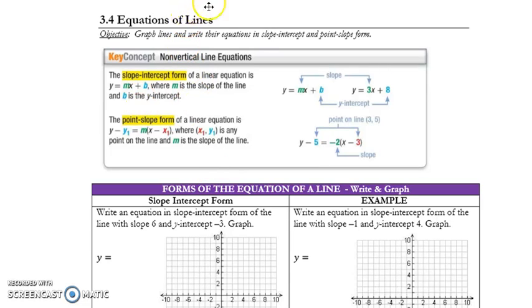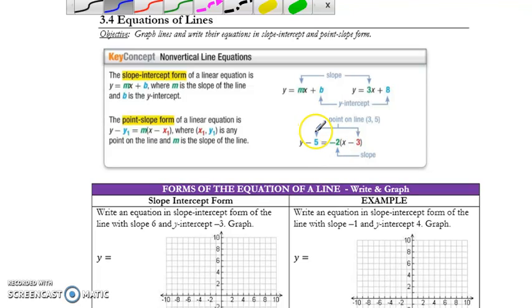All right, so this is lesson 3 for day 1. We're going to start off talking about equations of lines here. The first type, which you've seen both of these before, is slope-intercept form. So y equals mx plus b form, where we plug the slope in for m and the y-intercept in for the b.